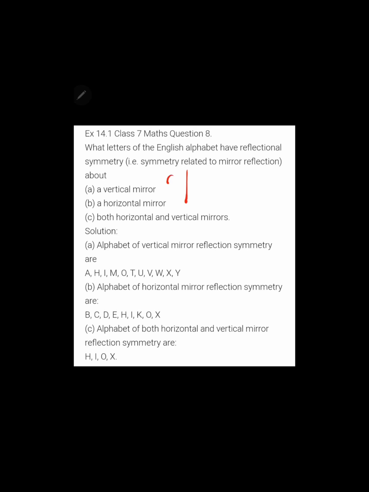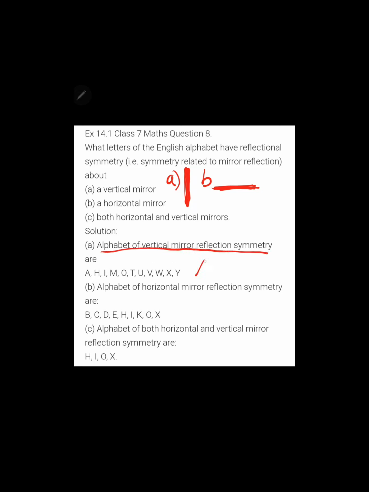So for A part, vertical means this way. Okay, we are placing the mirror like this, and for the B part, that is horizontal, place the mirror like this. Okay, so the alphabets of vertical mirror reflection, that is A.